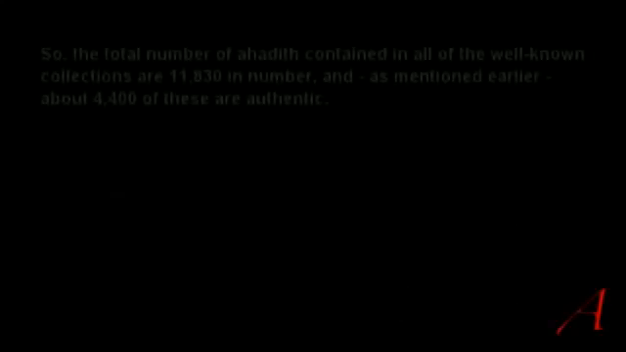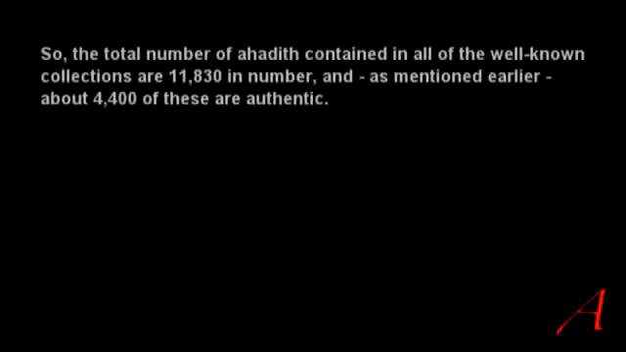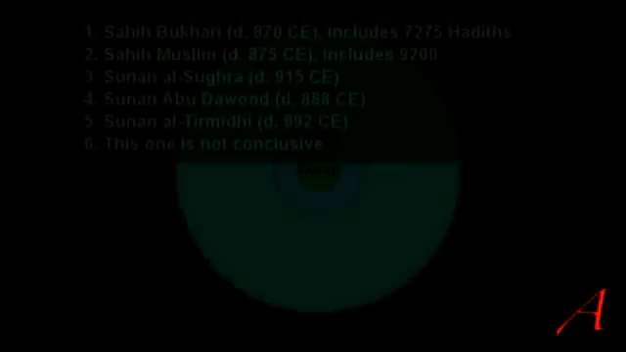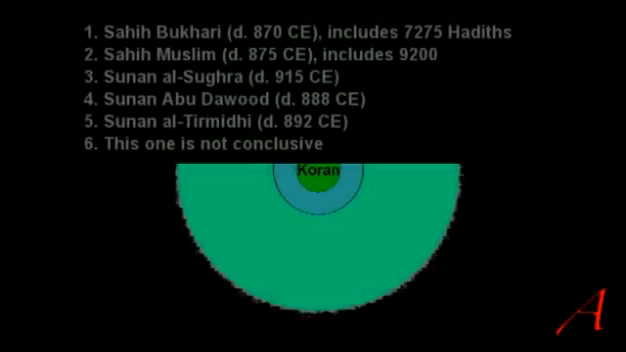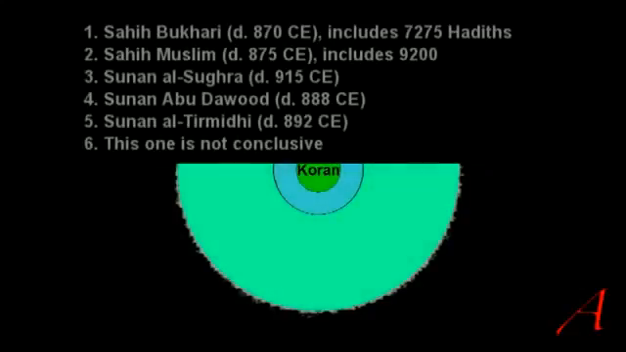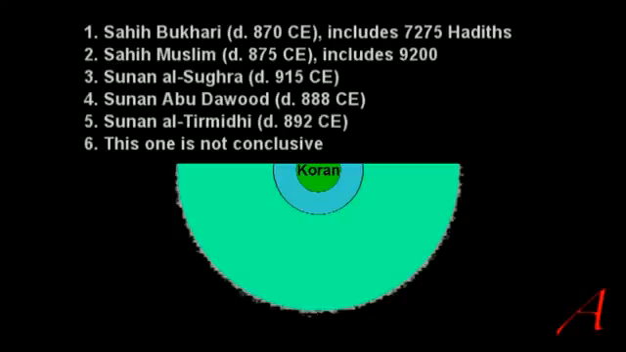Because there were so many collectors, some were deemed authentic, others weak. This depends on what people thought was an unbroken chain of transmission from the mouth of Muhammad all the way up until one of the collectors wrote it down. This is why we have 6 of these authentic or Sahih Hadith authors. So you have Bukhari, Muslim, Sunan Abu Dawud, Tirmidhi. The 6th one is not conclusive because people are not 100% sure of which is authentic and which not.